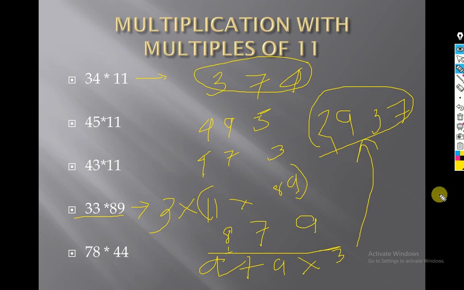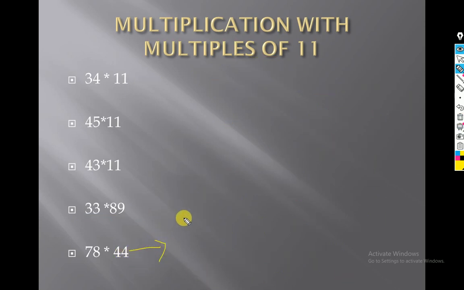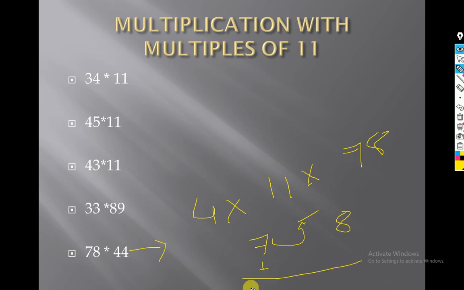Alright, the last one is 4 into 11 into 78. You write 8 over here, 7 over here, 8 and 7 addition gives you 15. Get 5 over here and 1 carried gives you 8, so 858. Into 4, it gives us 3432.